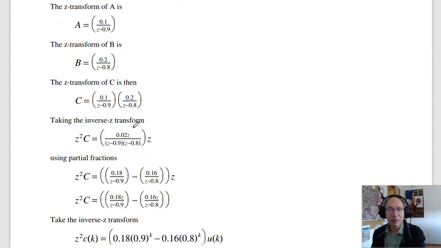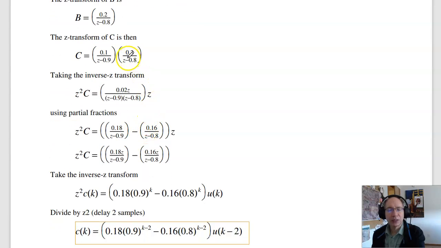To find the inverse z-transform, here's a trick. There's a couple ways to do it. If I make the numerator the same order as the denominator, there's no delay. So let's multiply both sides by z squared. I'll keep one of the z's outside because I'll need that later. Now do the partial fraction expansion of this. Expanding over the 0.9 term, I cover up the 0.9, plug in z equals 0.9 and get 0.18. Then to find the 0.8 term, I cover up the 0.8, plug in z equals 0.8, and I get 0.16, minus 0.16. So there's the partial fraction expansion.